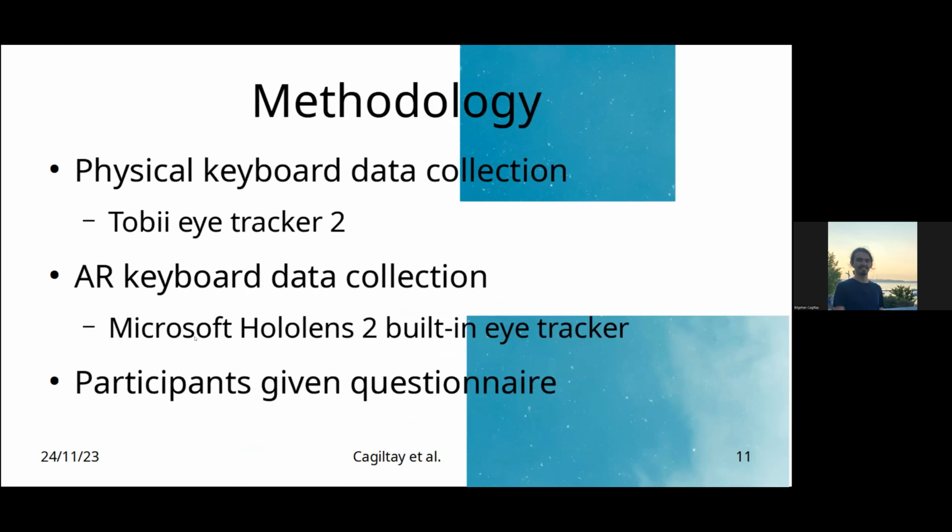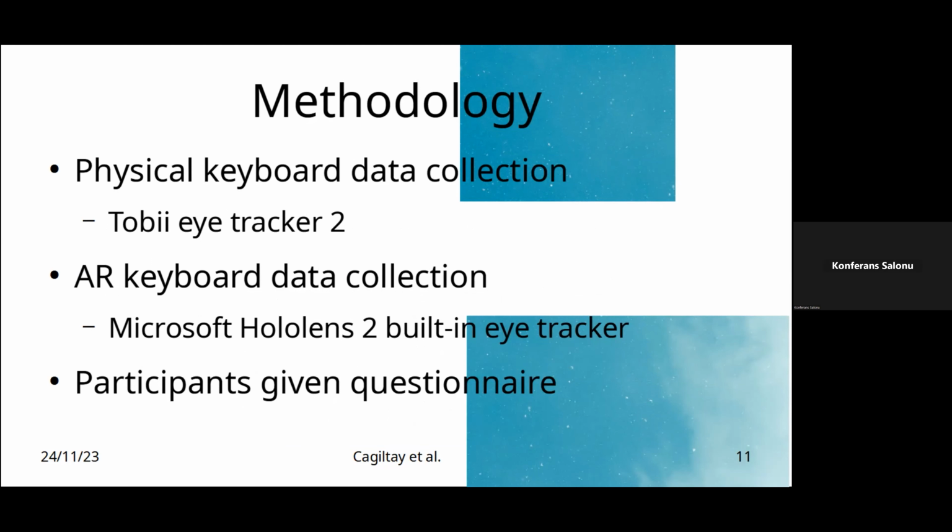So we initially asked our participants to type a randomly selected text on the physical keyboard. We tracked their eye tracking data to later evaluate their gaze locations and fixation points. To do this, we used the Tobii eye tracker.